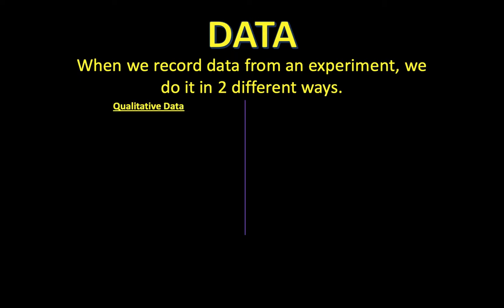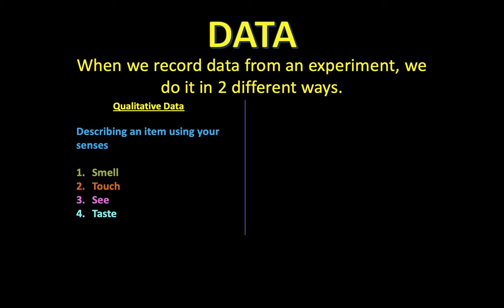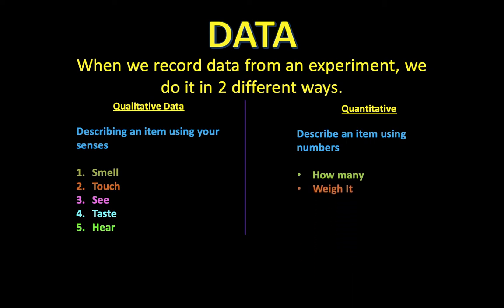The first type is qualitative data. Qualitative data is describing an item using your senses. And if we remember back to Monday, we remember that our senses are smell, touch, seeing, taste, and hearing. The next type of data that we're going to learn about is quantitative data. Quantitative data is data that is describing an item using numbers. So how many, how much does something weigh, or when we measure it, how long is something?